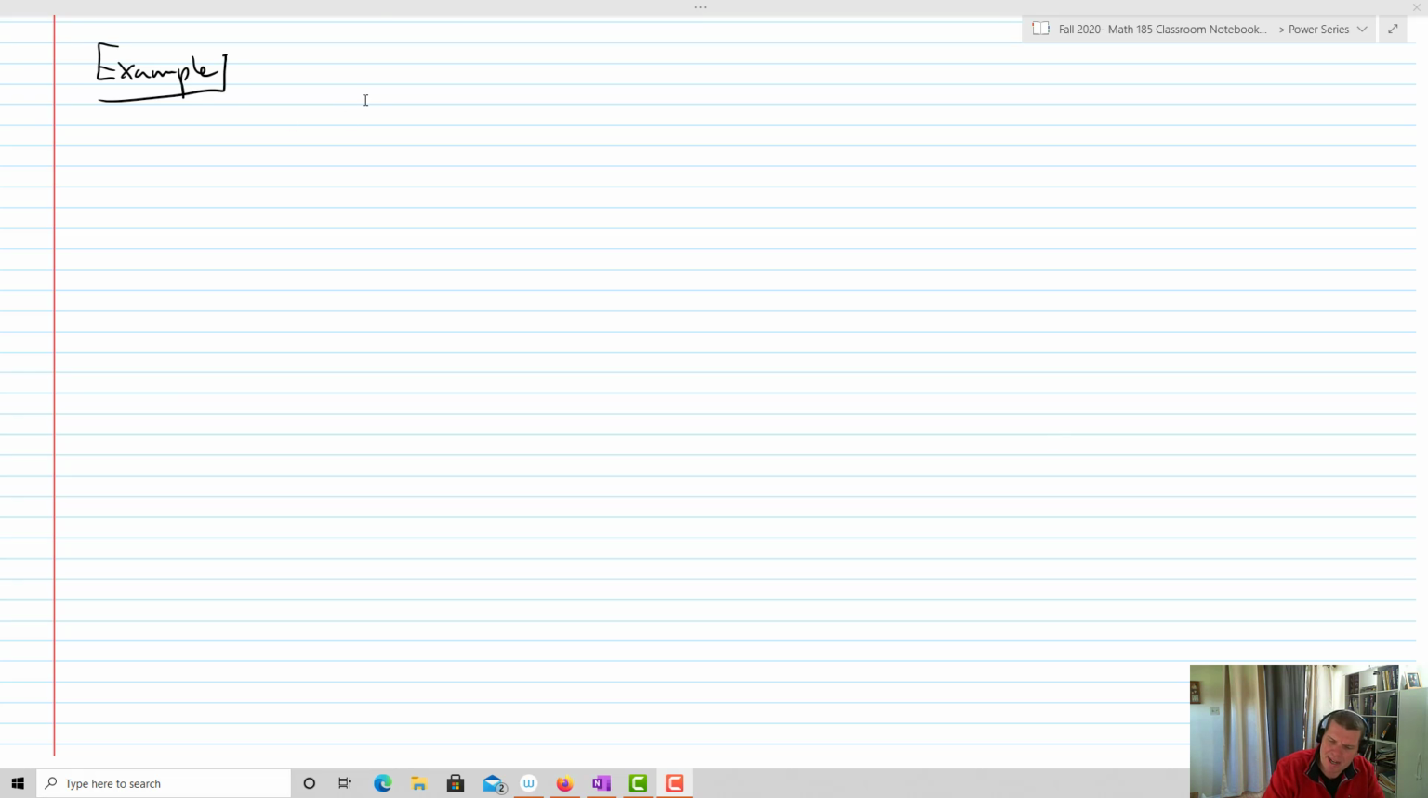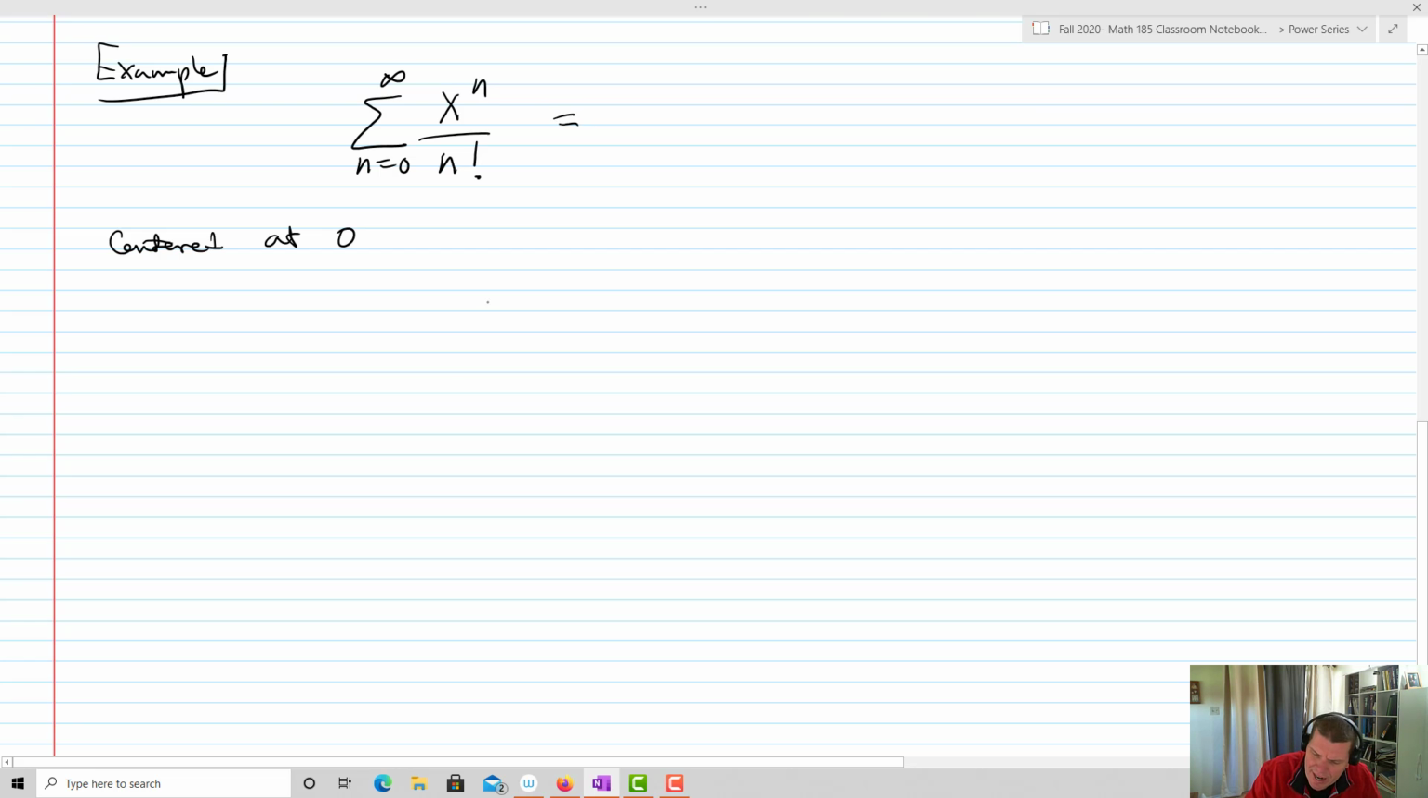Let's say, for example, that I have the sum n equals 0 up to infinity of x to the n over n factorial. I want to notice that it's centered at 0.